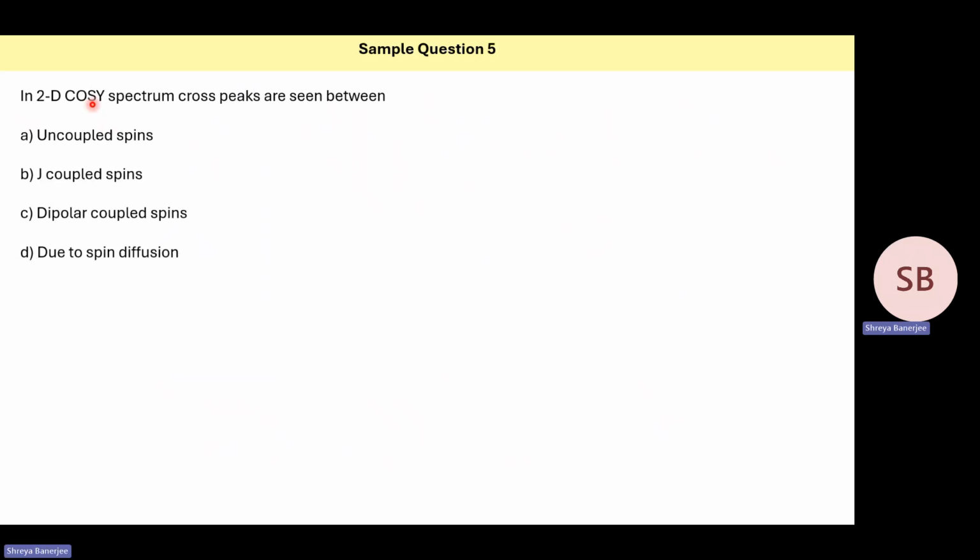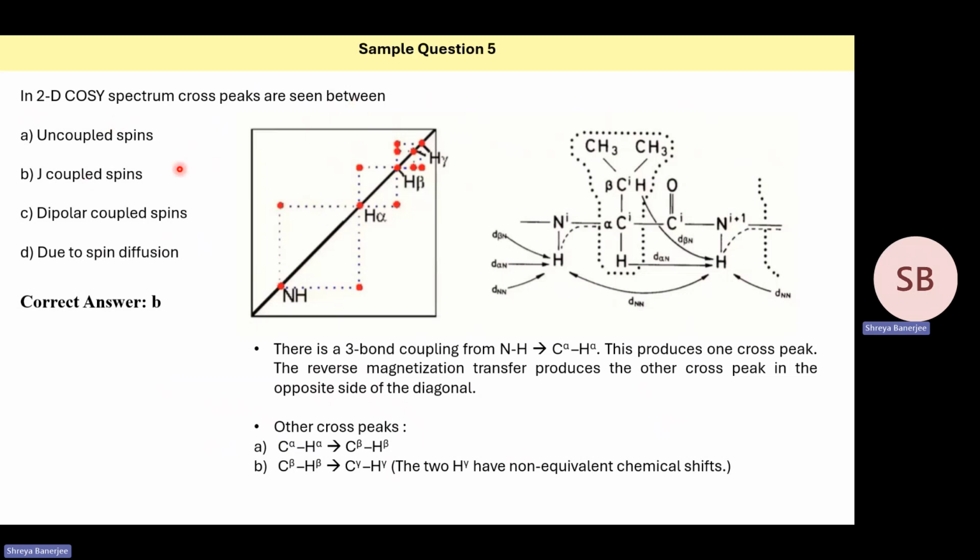Then you have a question: in 2D COSY spectra, cross peaks are seen where? We know COSY shows cross peaks between J coupled spins. Here you have a system, and suppose we are observing NH. Along the diagonal, we know the diagonal is the 1D spectrum. So we will see a cross peak between NH and H alpha. And this is a 3J coupling because there are 3 bonds.